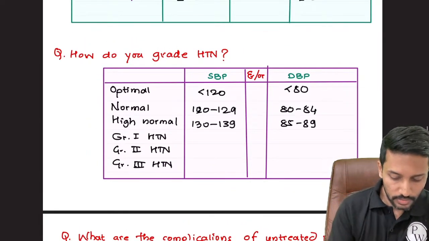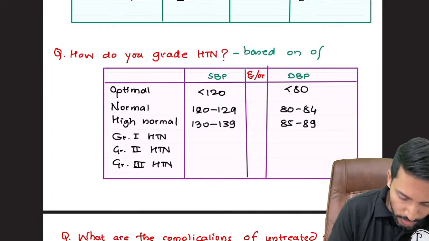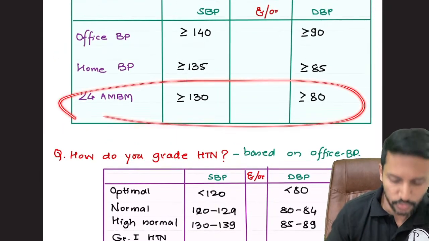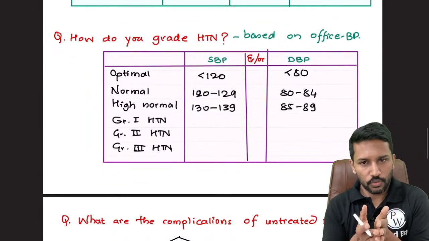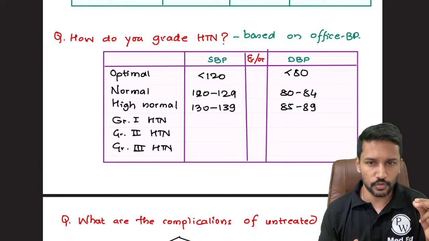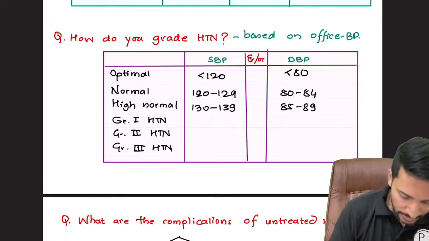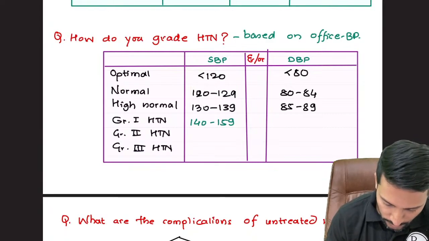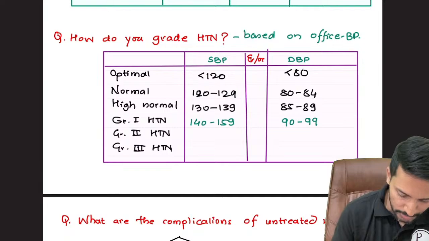Now, for grading, what readings are we using? Obviously, it is based on BP recorded in the hospital, that is office BP. So for initial diagnosis, you can follow the most preferred method, but once you have made a diagnosis, for grading we will follow the office BP. So we all know, according to office BP, hypertension is when it is 140 systolic or above, 90 diastolic or above. When it is that, 140 to 159 will fall under grade 1, and 90 to 99 will fall under grade 1 hypertension diastolic.